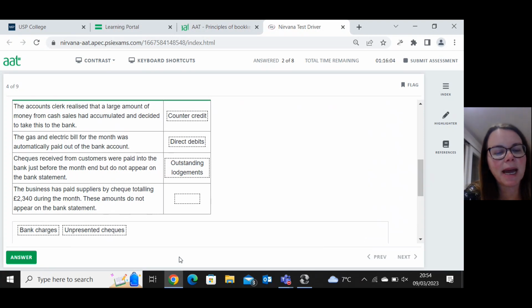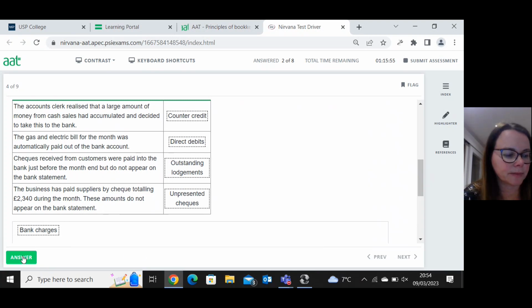And then the business has paid suppliers by cheque. These do not yet appear on the bank statement, so that one will be unpresented cheques.